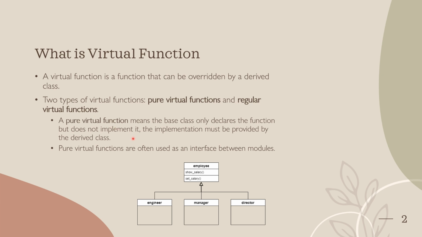A pure virtual function means the base class only declares the function but doesn't implement it. The implementation must be provided by the derived class. Okay? And pure virtual functions are often used as an interface between modules. When an engineer inherits from another module's class, they are required to design and implement these pure virtual functions.